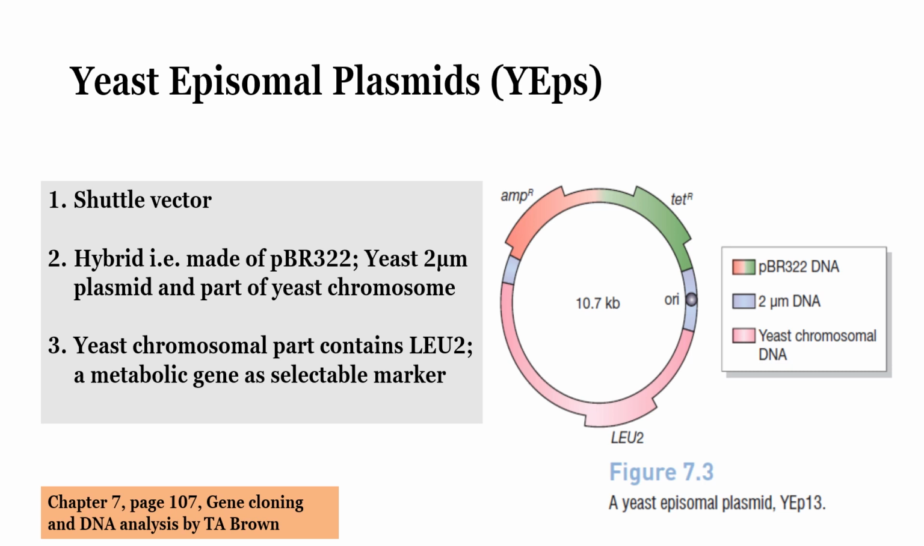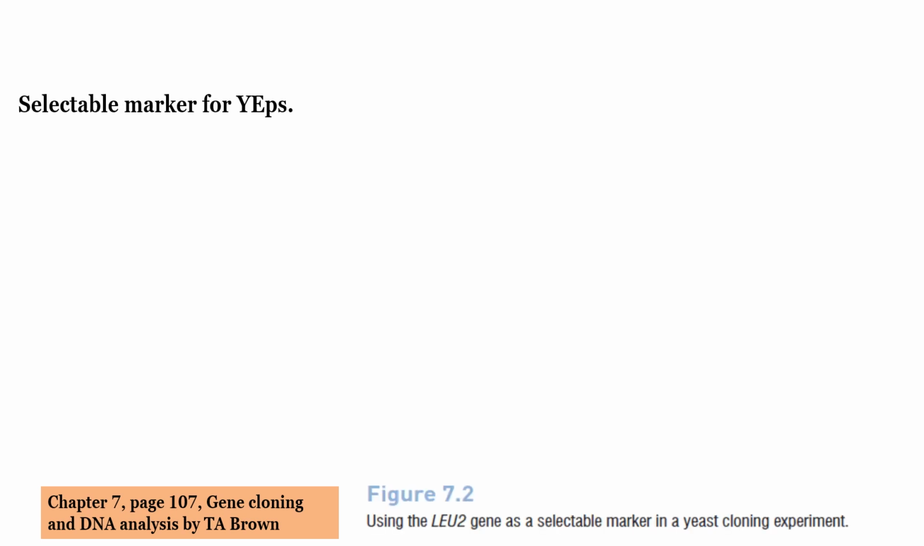What is a shuttle vector? A vector that can be used in two different types of host is called a shuttle vector. Obviously, shuttle vectors will have an origin of replication for both hosts. Otherwise, they won't be able to replicate in both hosts.